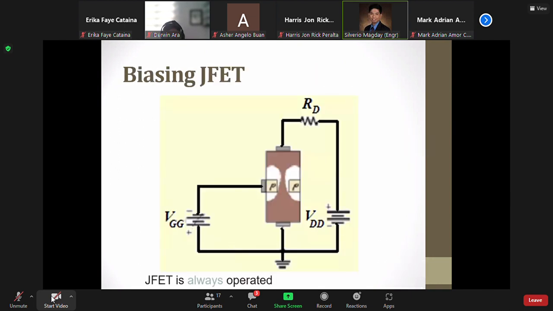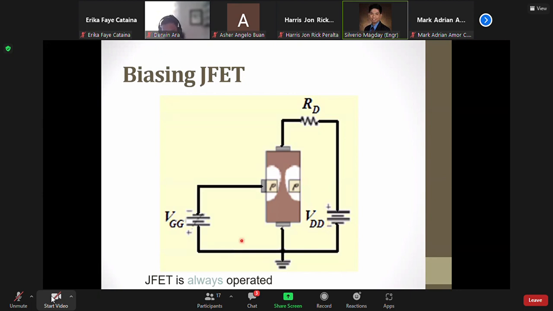So paano din natin i-bias yung JFET? So JFET is always operated with an N-channel type ng JFET. So correct DC bias voltage applied to an N-channel device for conduction, since yun nga yung material sa gitna is an N-type. So your VDD provides now a drain to source voltage. Parang ito yung kanina, collector to emitter. Ito naman, your VDD provides a drain to source voltage, supplies current from the drain to source.